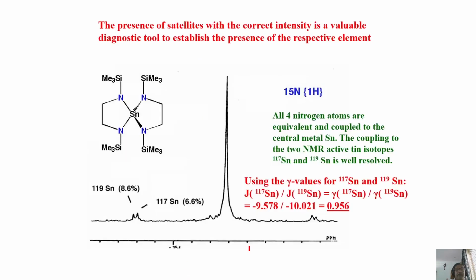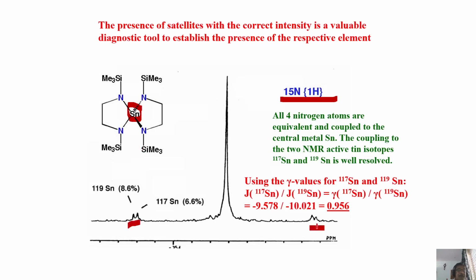Okay. And especially in this case, this is a fantastic example. There are 4 nitrogens attached to tin here. All 4 are equivalent. And then if we do nitrogen 15 NMR with proton decoupling, 4 nitrogens are there, all are equivalent, so its sensitivity is much better. No problem. But you see the 2 small lines you see here.